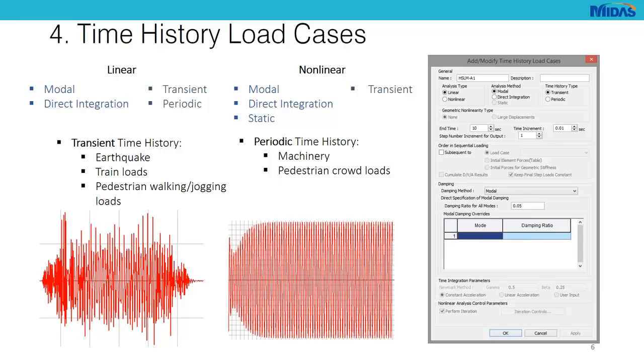Now, it is very important to know from the beginning what type of excitation we add to the structure, so what type of loading we consider, and that will tell us what type of history type to use. For example, if we have train loads, earthquakes, or if we are analyzing a pedestrian bridge for walking and jogging loads, then we need to use a transient time history. Whereas if we are analyzing a structure where we have machinery, so where we have cyclic loading, or if we're analyzing a pedestrian bridge for crowd loads, then we need to use a periodic time history type.